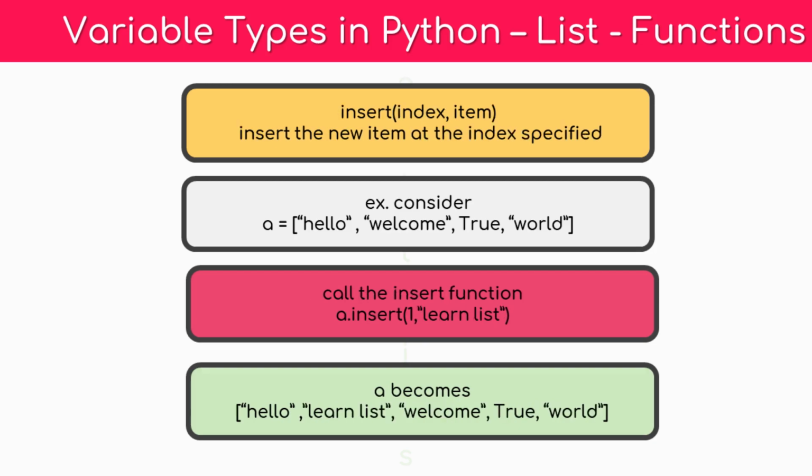Similar to the append function, we also have the insert function, which inserts the new item at the specified index location. For example, if I call the insert function with the values 1, learn list, then the new string learn list will be added at the first index of the list. The other existing items will be pushed to the subsequent indexes.